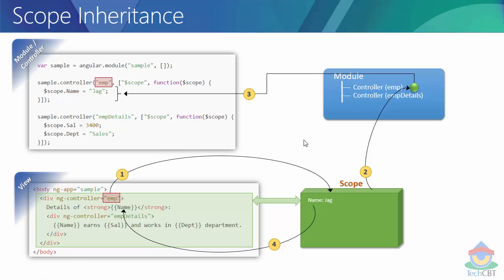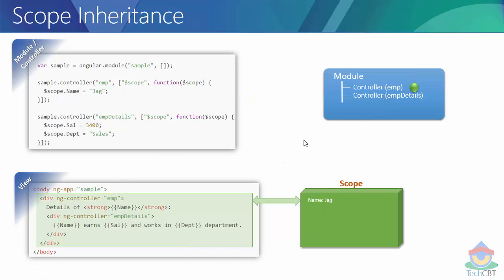Next, let us see something more interesting. Now we have another block. You can see this is a blue block which is nested inside the green block. So the outer block is actually the outer scope right here. And there is a new block which is referring to EMP details. So this blue block is nested inside that green block, and similarly, that block is also assigned its own controller. Let us see what happens.